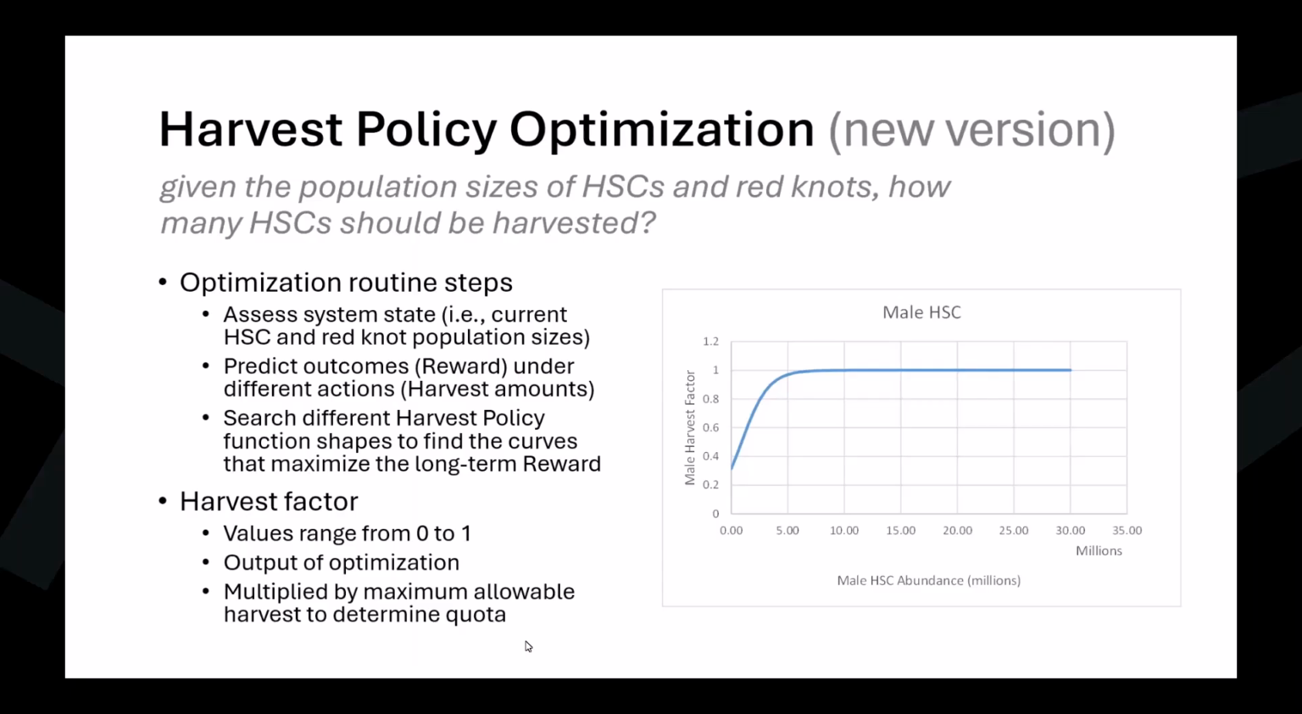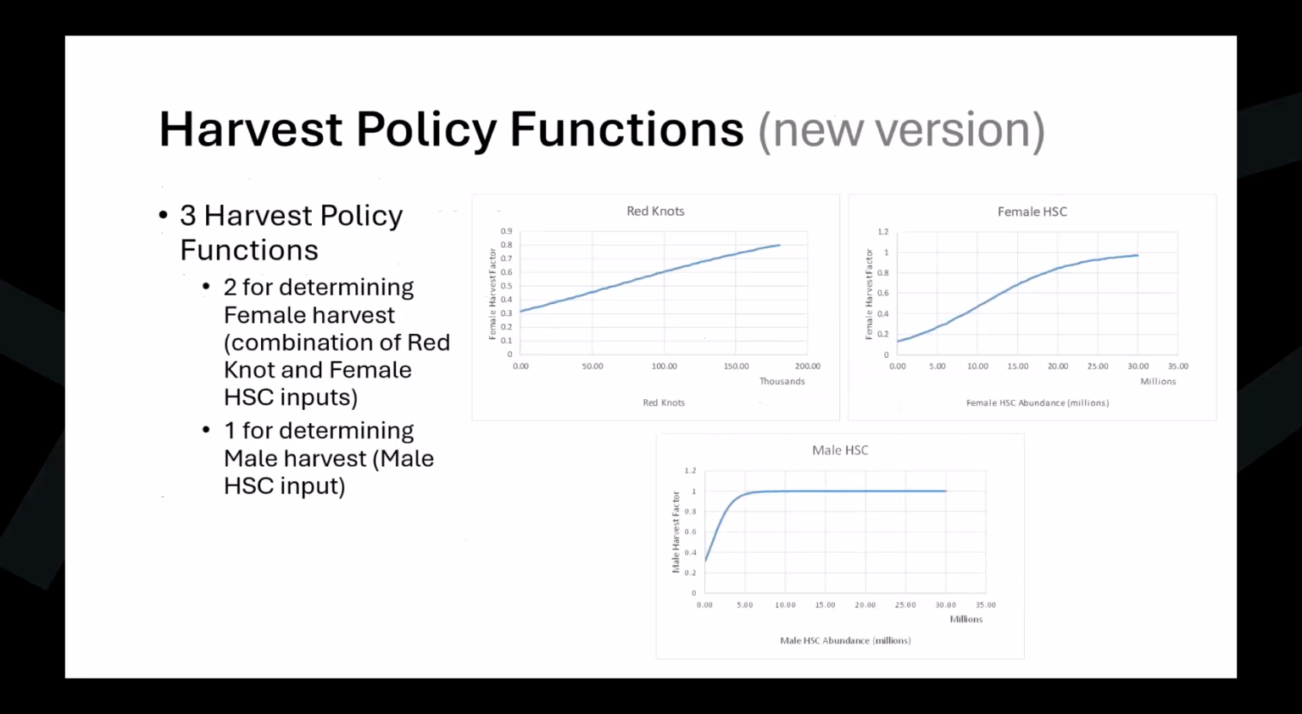Okay, so again, the harvest factor goes from 0 to 1. It's the thing that we optimize, and then we multiply the values along the y-axis by the maximum allowable harvest. So in this case, 500,000 males. So in this case, you could replace the y-axis with one that goes from 0 to 500,000. In the case of females, it's a little more complicated than that. But you could think of this as having that y-axis.